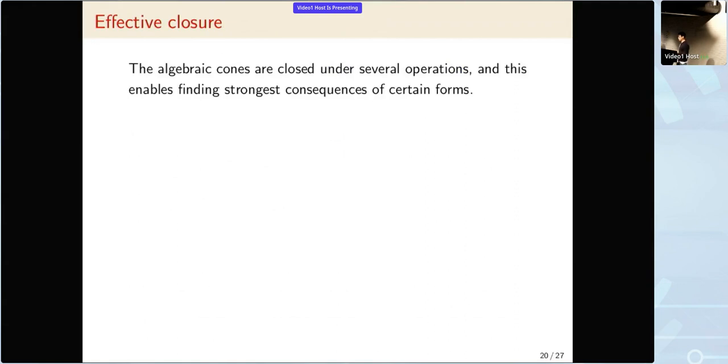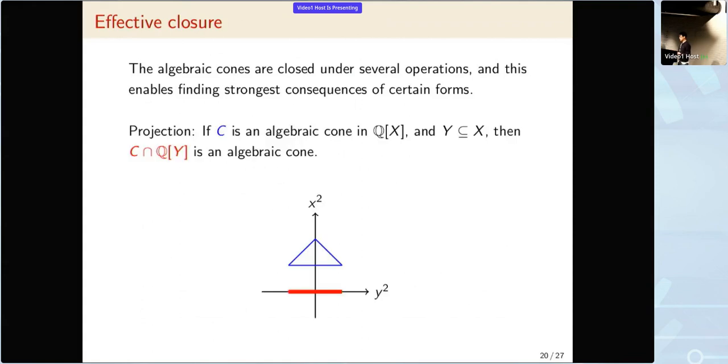Right, moving on to effective closure, we now want to say that the algebraic cones are closed under several operations, and this enables finding strongest consequences of certain forms. The first operation is projection. If C is an algebraic cone in Qx, and Y is a subset of X, then C intersect Qy is an algebraic cone. If you think of an algebraic cone as a set of constraints generalizing linear inequalities, then in a very, very loose sense, you can think of them as defining a convex polyhedron in some high-dimensional space, say spanned by x's, x squared, and y squared. To take this intersection corresponds to taking the projection of the polyhedron onto x's that involve only variables y.